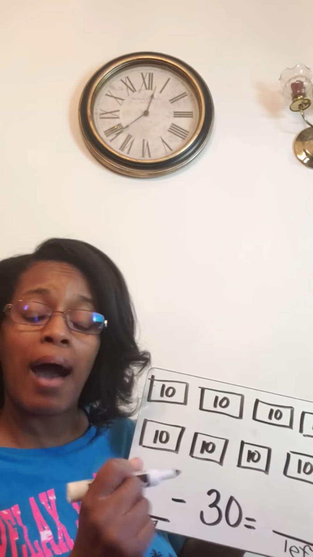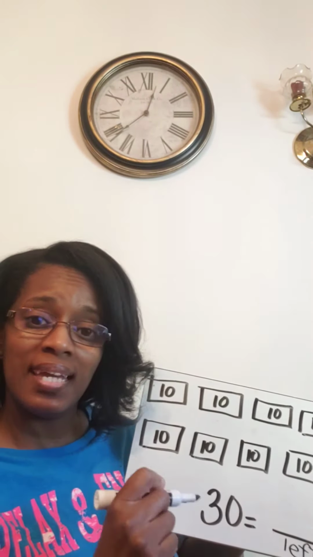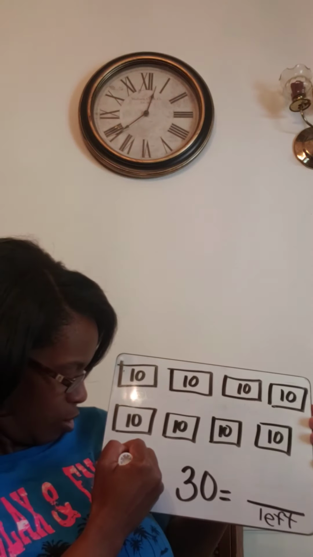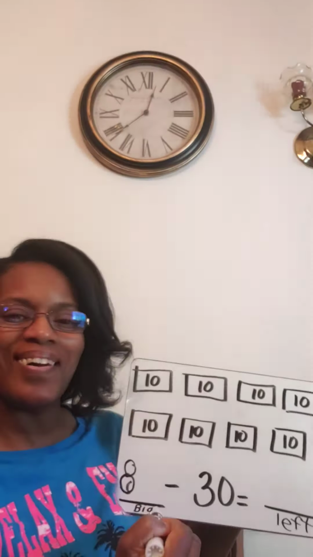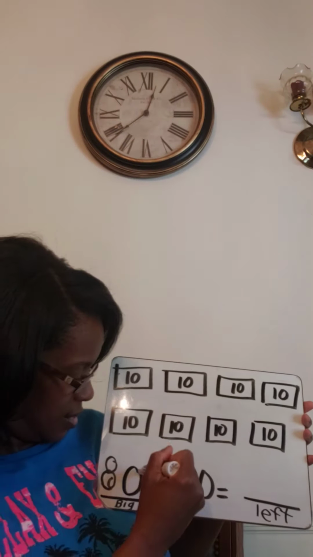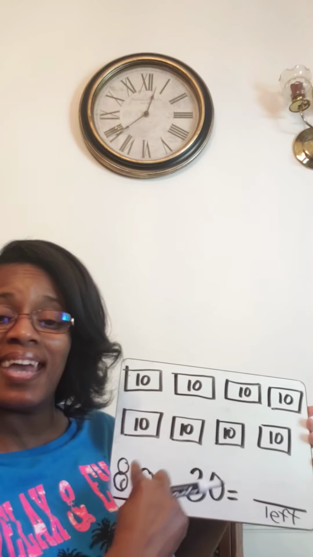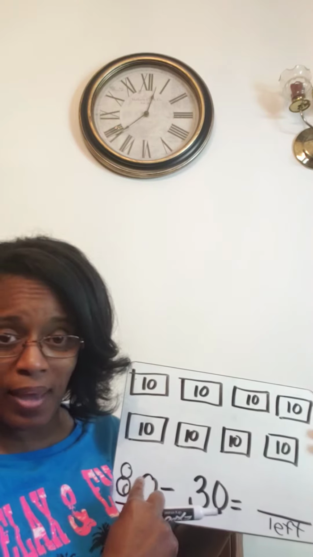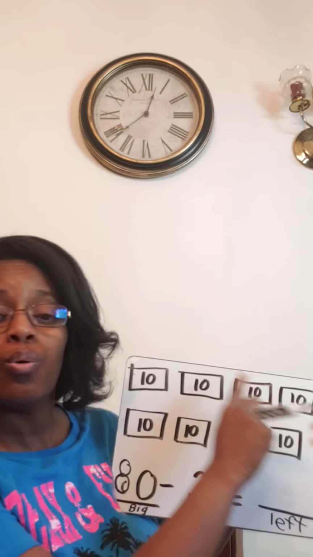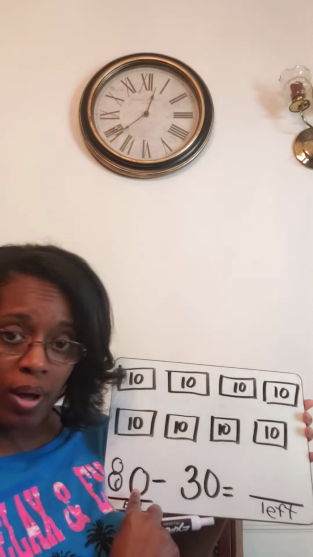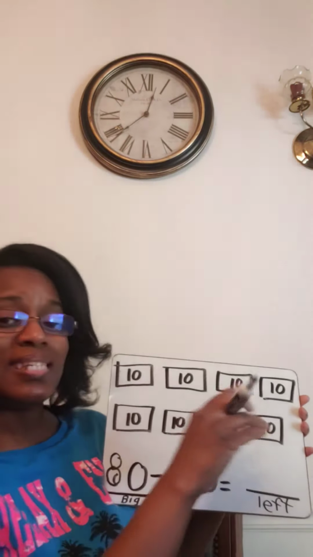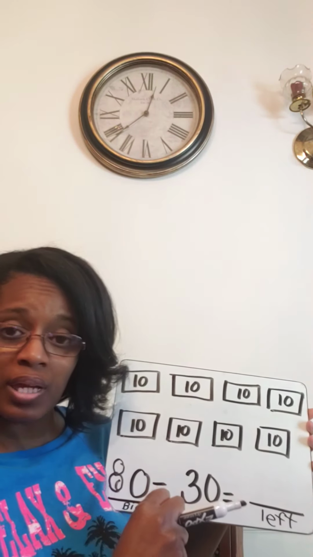Or I can say, how many tens do I have? 1, 2, 3, 4, 5, 6, 7, 8. There are 8 tens. Ooh. And then how many ones? There are no ones, 0. So we write 0. So 8 tens and 0 ones gives me 80. Okay. So we started out with 80. Or 8 tens and 0 ones. That's our big number.